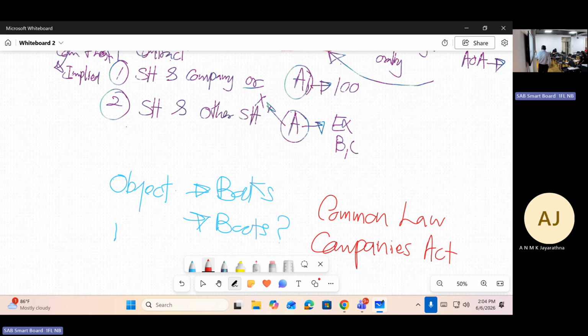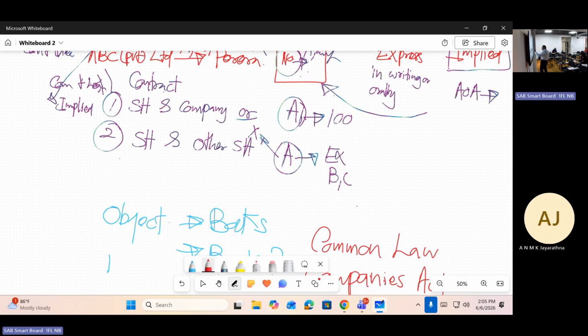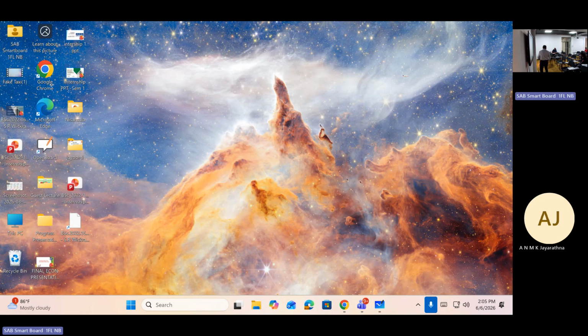Actually, common law has several meanings. One aspect is the law which is applicable to most of the people in the society. In that sense, in Sri Lanka, common law is common. But here, common law means case law, according to the case laws. I think I have discussed this.